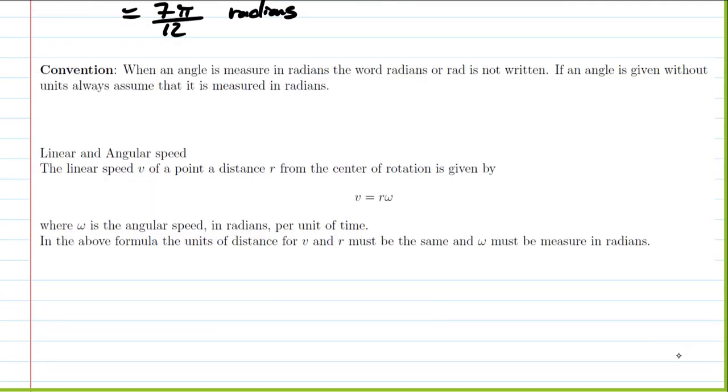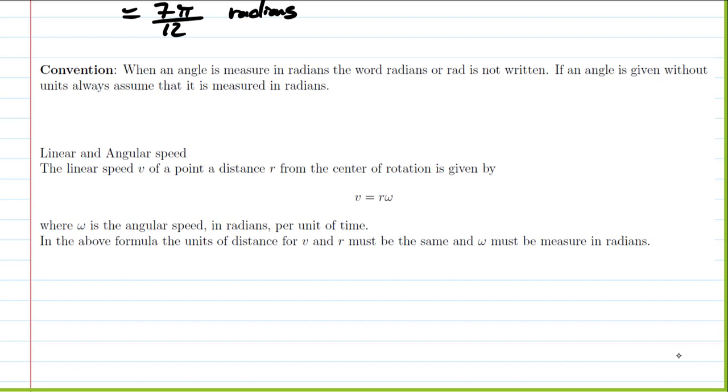All right, so when an angle is measured in radians, the word radians, or rad, is not written. If an angle is given without units, always assume that the angle is measured in radians. So basically, this convention is telling us that our default should be to think in radians. Unless we are explicitly told otherwise, an angle will always be measured in radians. So if you ever see an angle without anything affixed to it, it is in radians.